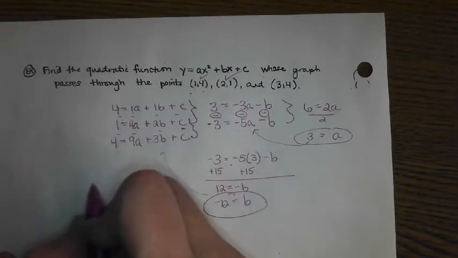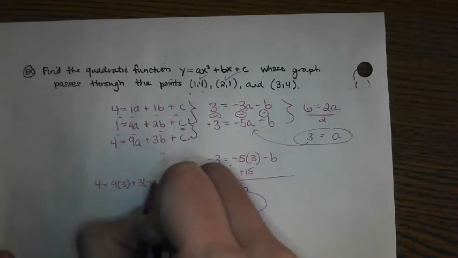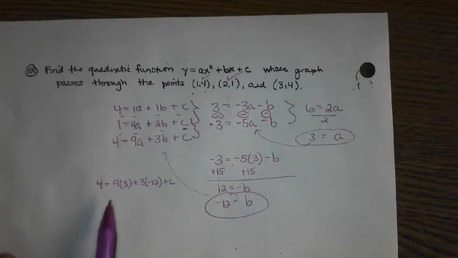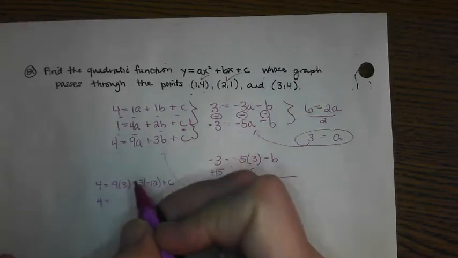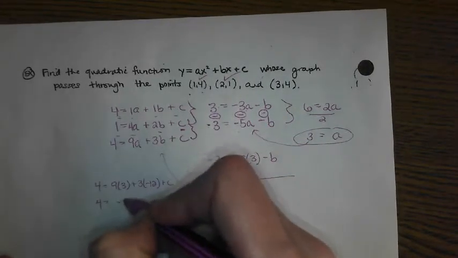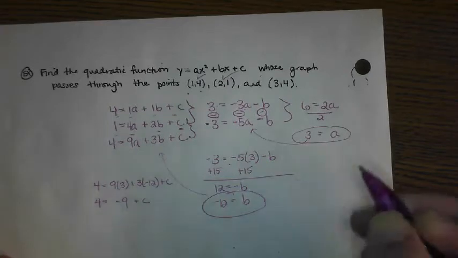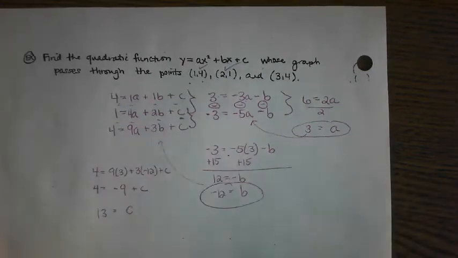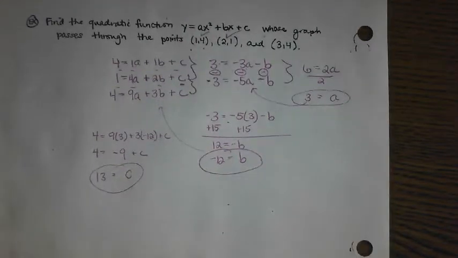And then bring them back to the original. 4 equals 9 times 3, plus 3 times negative 12, plus c. That's a 27 minus a 36. So minus 9. Is that right? 27 minus 36. Add 9 to both sides. Good? Any questions?